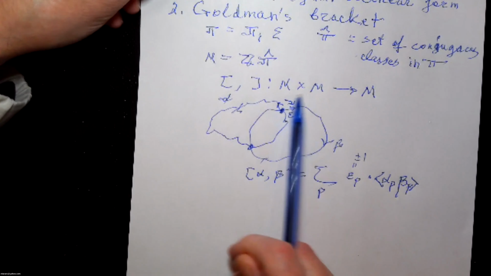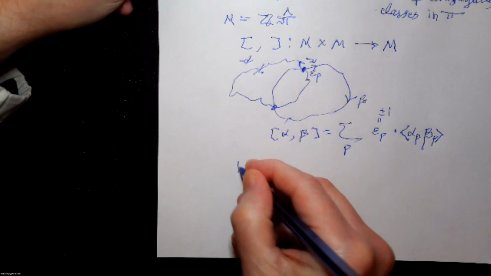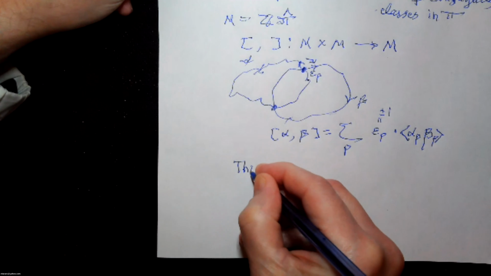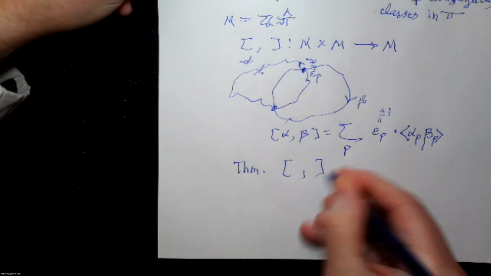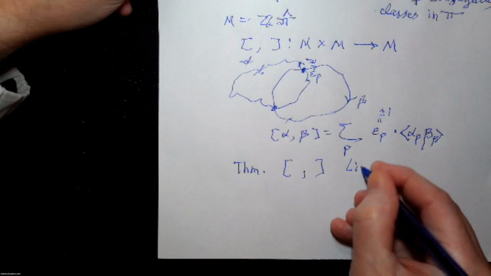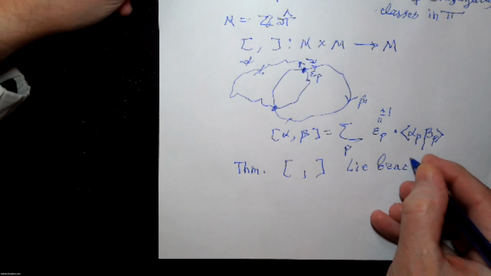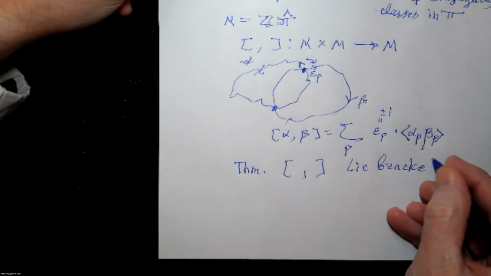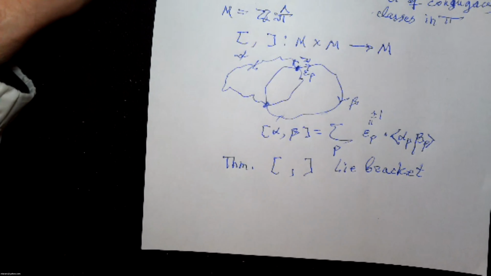So it does give a well-defined pairing like that, and moreover, that's a theorem due to Goldman. This bilinear form is a Lie bracket. That's the most extraordinary construction.